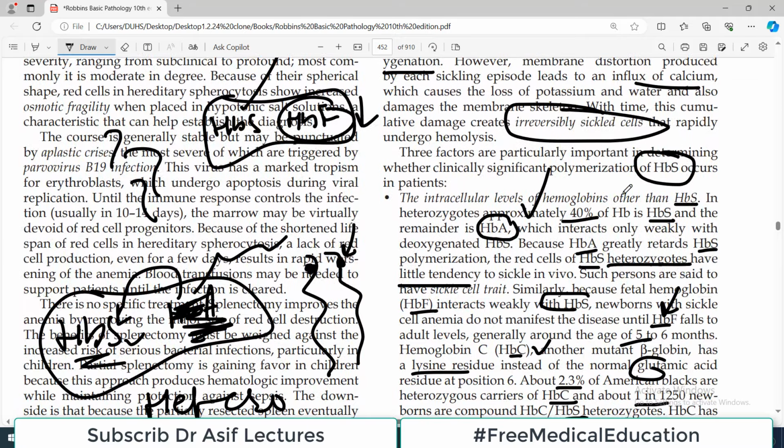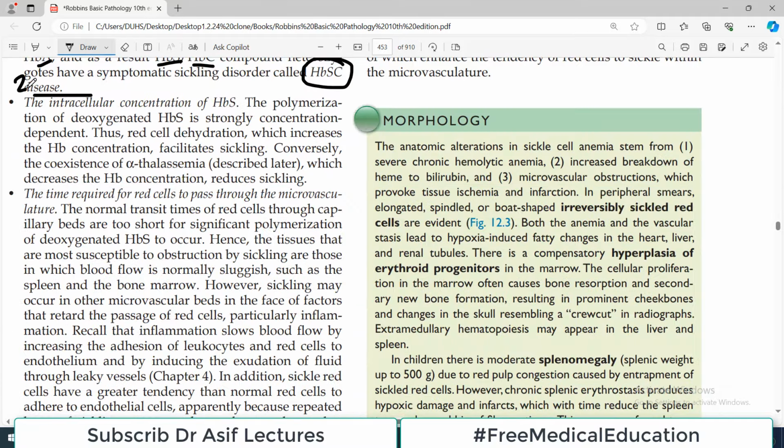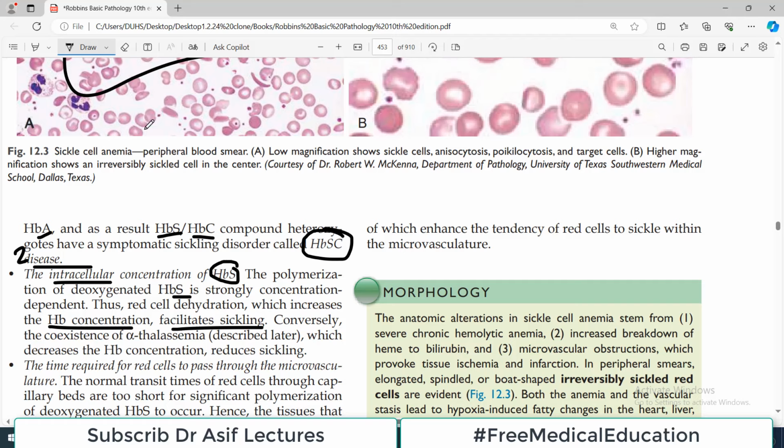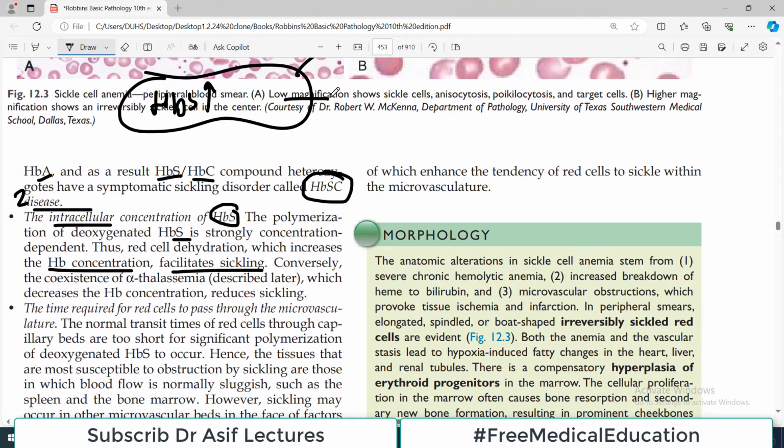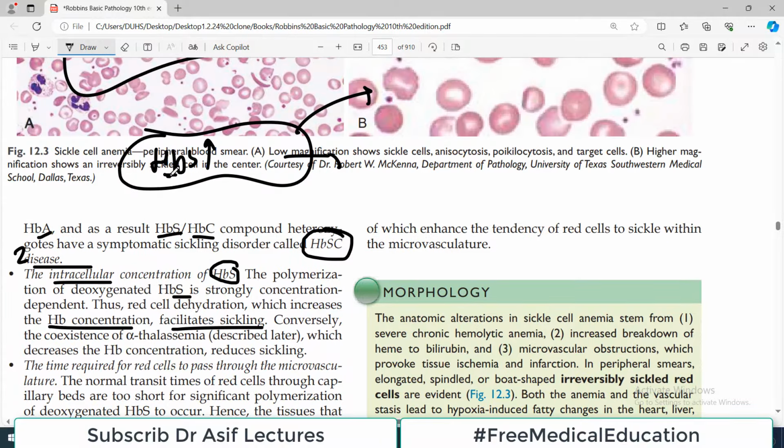और यही मैं बात कर रहा था कि what are the parameters which actually control the sickling behavior of red blood cells. The second parameter is intracellular concentration of HbS. The polymerization of deoxygenated HbS is strongly concentration dependent. Thus, the red cell dehydration, which increases Hb concentration, will facilitate sickling. And that is very easily understandable concept. If you have red blood cell and they have X concentration of hemoglobin S, but if there is dehydration, then this will obviously increase the concentration of it, क्योंकि पानी अब कम हो गया ना. तो पानी कम हो गया तो solute बढ़ जाएगा, which is the hemoglobin S in this case, and that will behave more dangerously.